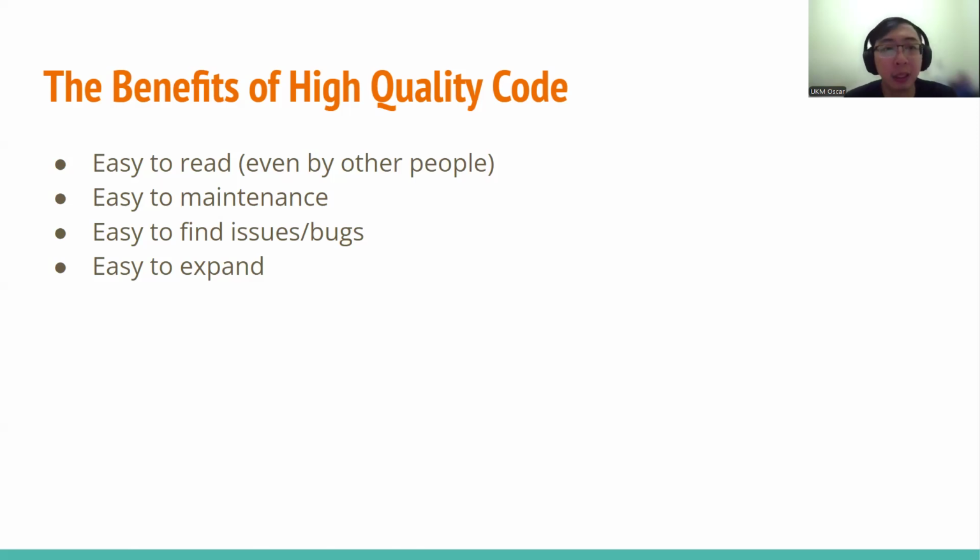The next thing, it is also easy to find issues or bugs. If the code is big, then you need to search by yourself what kind of things are causing this bug. And if your code is not really well managed and not well documented, then it is difficult for you to find the causes. And the next one also, it is easy to expand. If you have the code well designed, then it is easier for you to add more components or add more classes there.